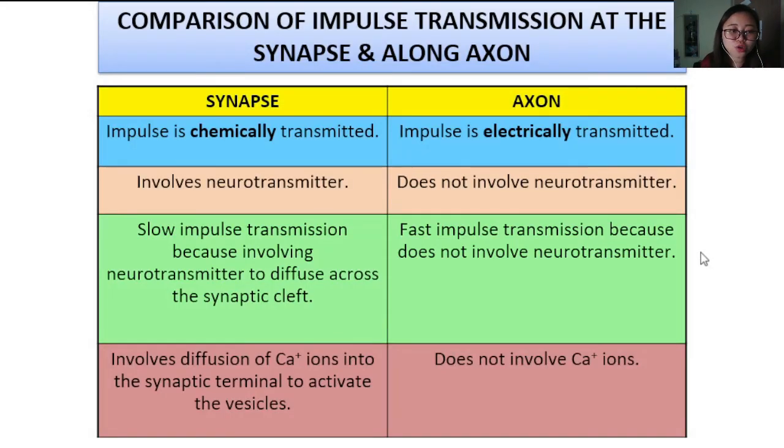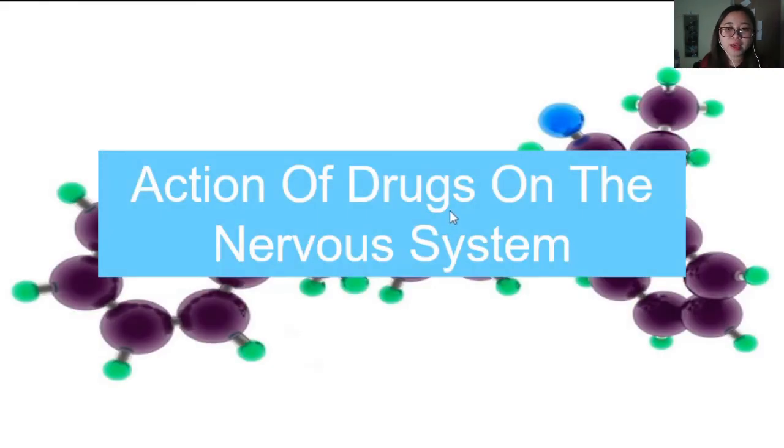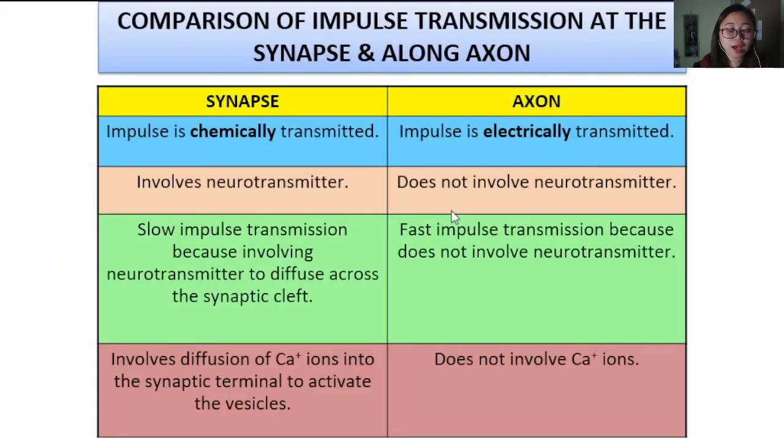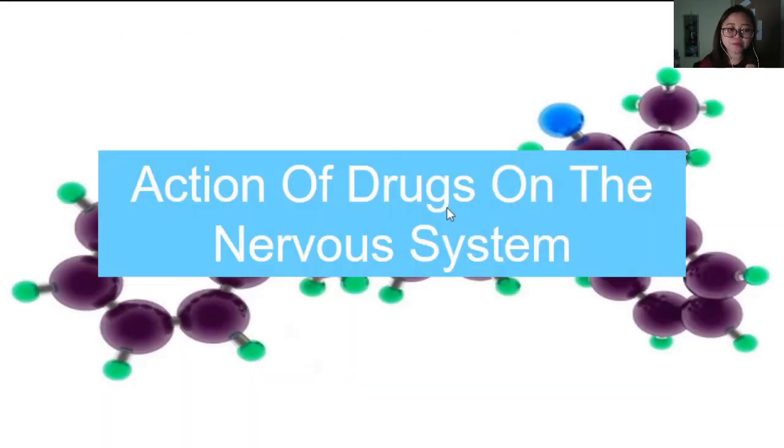You can also compare impulse transmission at the synapse and along the axon. So kalau kamu mau buat perbandingan, boleh coba buat perbandingan sendiri. And that is talking about how impulse is transmitted. And those are under normal conditions. In the next part, we'll be talking about if you take drugs, how will that affect your nervous system? So this next bit is talking about the action of drugs on your nervous system.